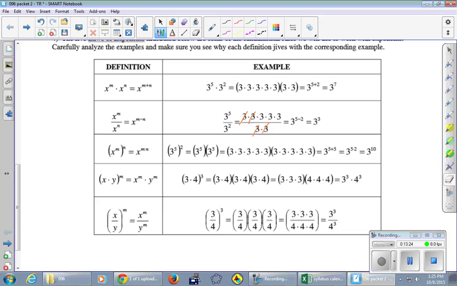How many 3's do we have? And how many 4's do we have? 3. And so apparently, when you have 3 times 4 cubed, you can, in some sense, bring that power in, and I'm going to use the word distribute. 3 to the 3, 4 to the 3. It feels like distributing to me.